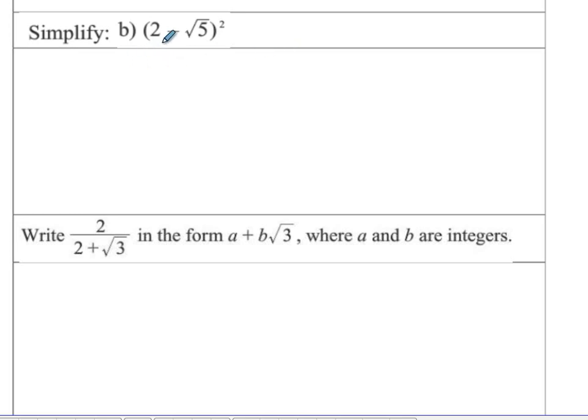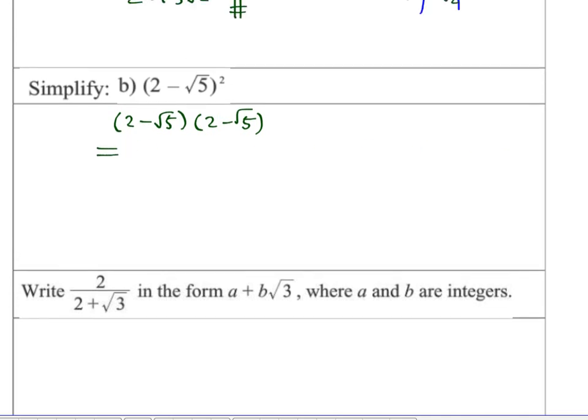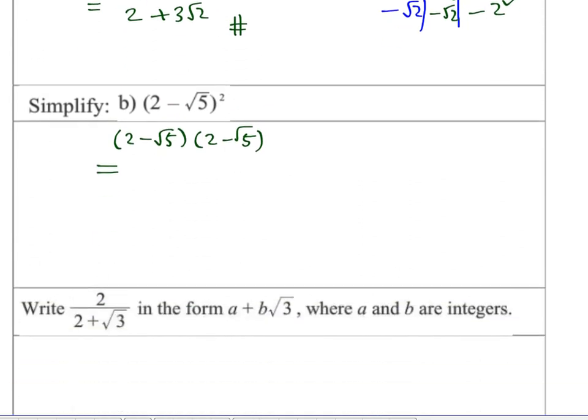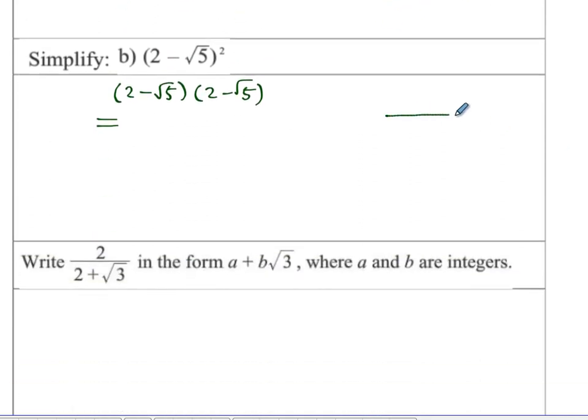At this time, you have a square of a bracket involving surds. Well, (2 minus surd 5) squared actually means (2 minus surd 5) multiplied by (2 minus surd 5). So the square means the number or the bracket multiplying by itself twice. We can do this in exactly the same way as the earlier example where we draw a grid. You can use any method that you like, really, as long as it's suitable and appropriate.